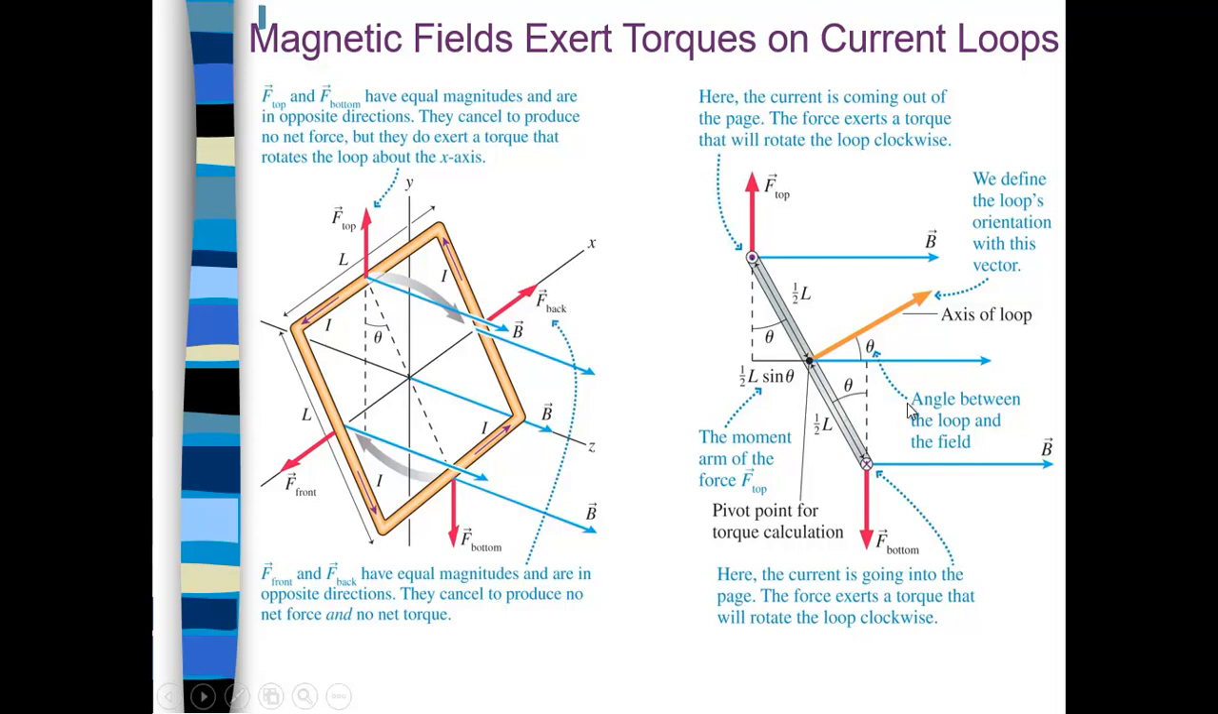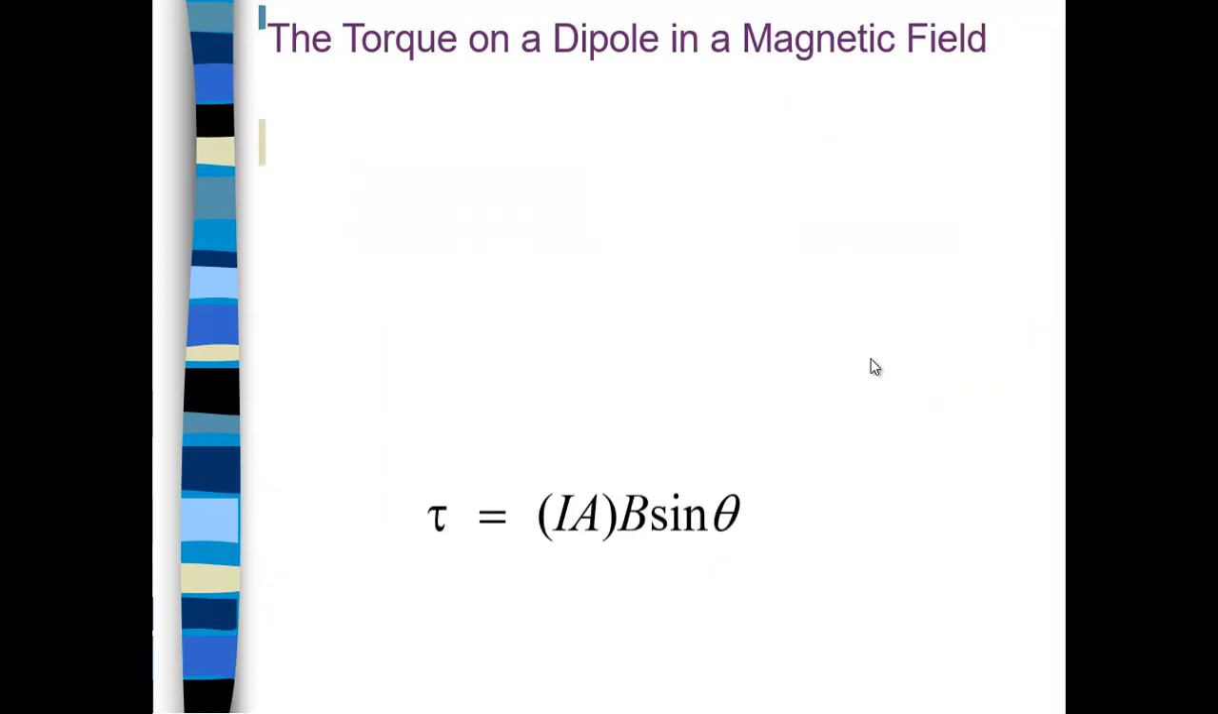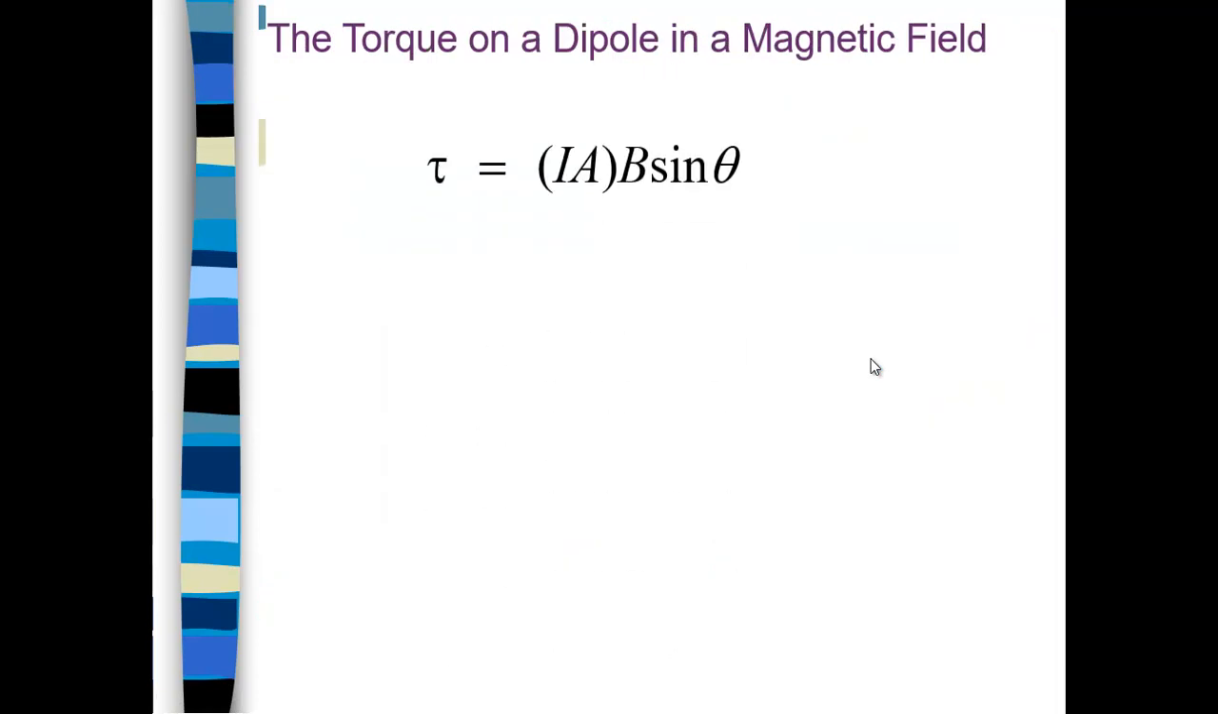Okay, so when you have this angle here, as long as your angle theta is greater than zero, then you will have a net torque on that current loop. The equation for the torque, in newton meters, is equal to the current going through the loop times the cross-sectional area of the loop. So if it's a circular loop, you would just use pi r squared. If it's a square loop, you just use the square of the dimension of the side. That's multiplied by the magnetic field times sine theta, okay?